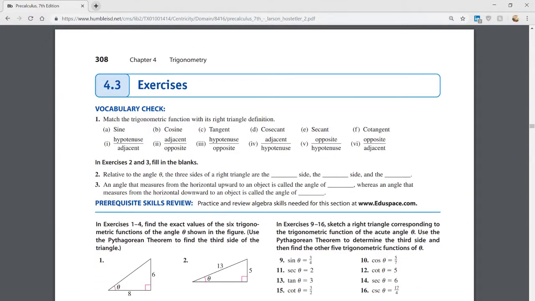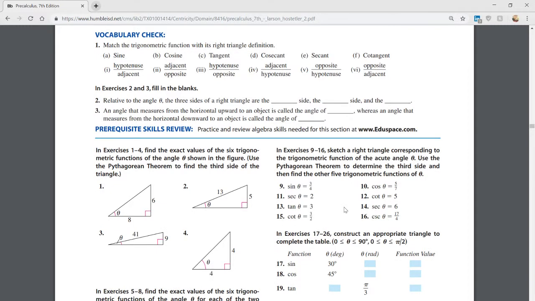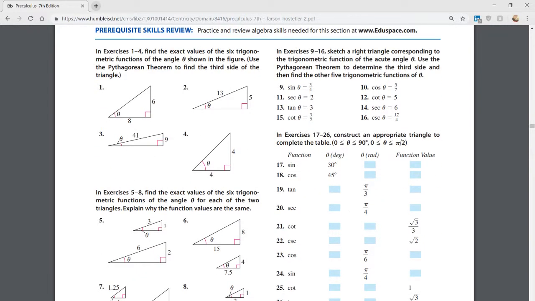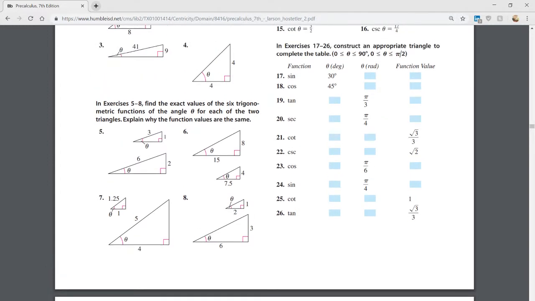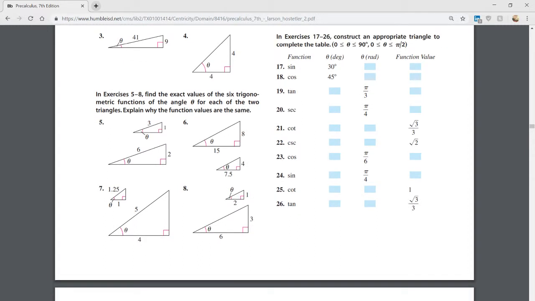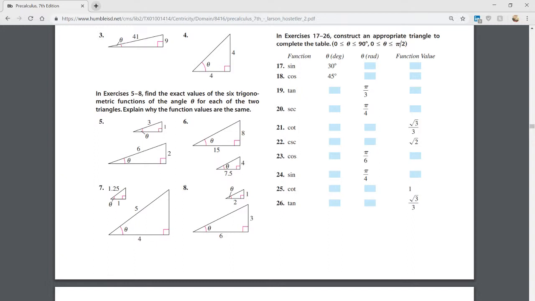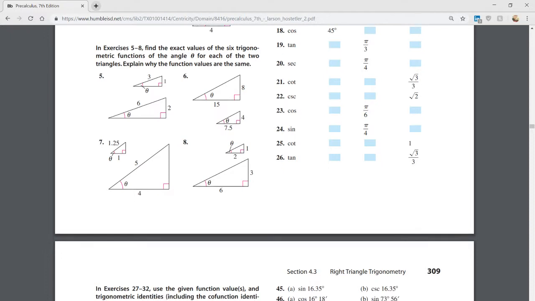And I didn't do these first few parts because it seems pretty straightforward. For this part, you'd have to know your unit circle, or look at the unit circle and know what degrees correspond to what function value, and how to turn those degrees into radians and those radians to degrees. So it's pretty straightforward.